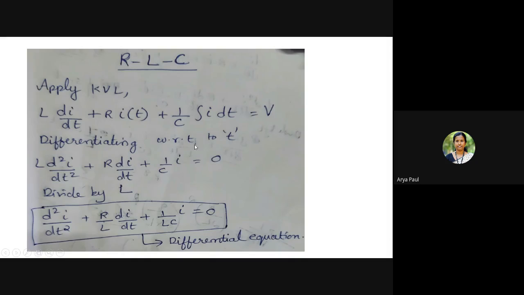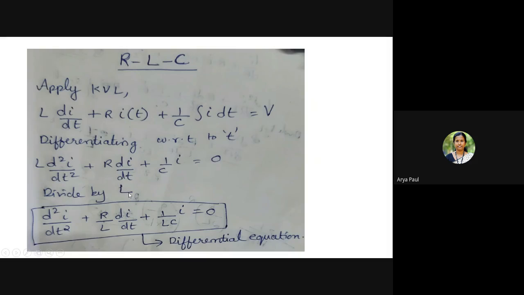Then differentiate with respect to t. So you will get L into d square I by dt square plus R into di by dt plus, for the third term, you have an integral and now you are differentiating, so that will be cancelled. The remaining will be 1 by C into I, equal to, since we are considering a DC voltage first, V will be some 5 volt or 20 volt. So V will be a constant, and differentiating the constant will yield 0.